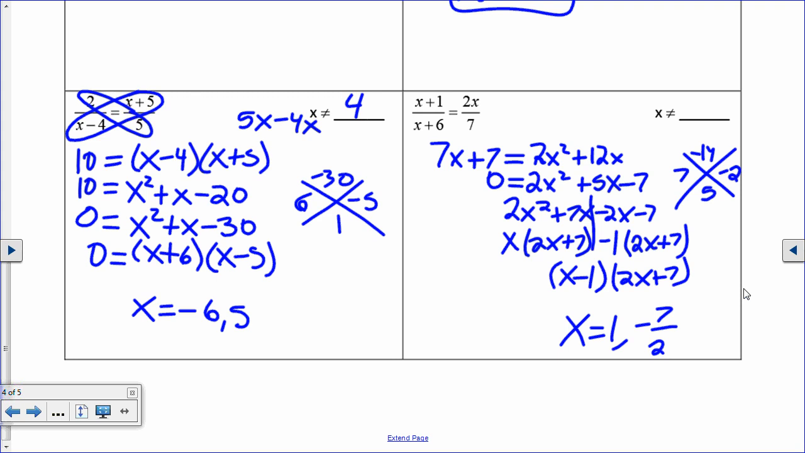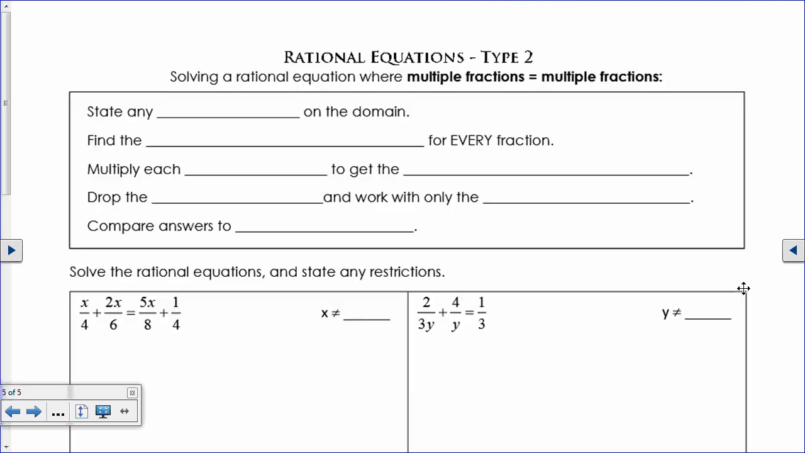Alright? Is everybody okay with the first type? Cross multiply? Alright. Now we're going to look at the type 2. These ones where you have more than one fraction on one side. Typically it's like 2 and 1 or 2 and 2. You're not going to have more than 2.